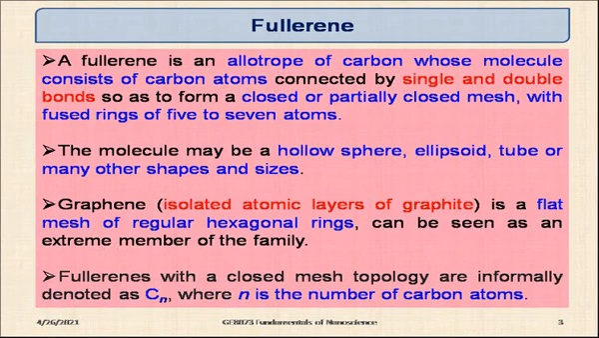Fullerene. A fullerene is an allotrope of carbon whose molecule consists of carbon atoms connected by single and double bonds so as to form a closed or partially closed mesh with fused rings of 5 to 7 atoms. The molecule may be a hollow sphere, ellipsoid, tube, or many other shapes and sizes. Graphene, which is nothing but an isolated atomic layer of graphite, is a flat mesh of regular hexagonal rings which can be seen as an extreme member of the family. Fullerenes with a closed mesh topology are informally denoted as C_n, where n denotes the number of carbon atoms.